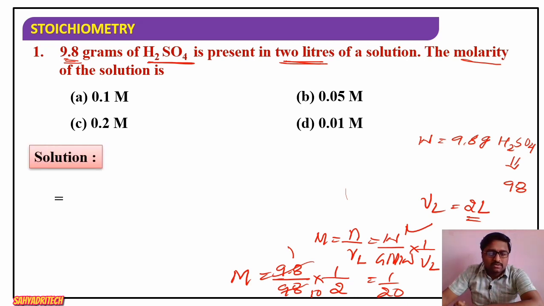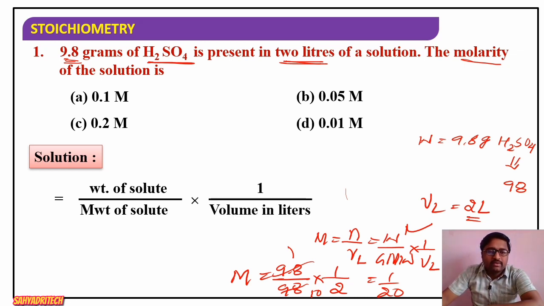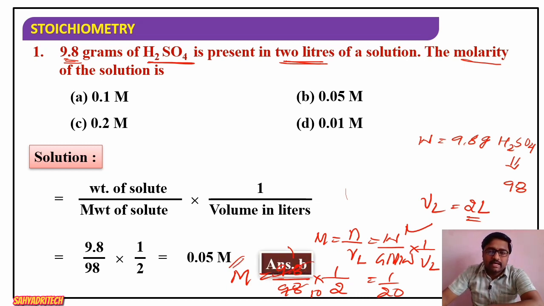So the solution, as I said here: weight of solute divided by molecular weight of solute into 1 divided by volume in liters. So 9.8 by 98 into 1 by 2. If we simplify, that is 1 by 20, which is nothing but 0.05 molar. So what is the answer here? Option B is correct. Okay, 0.05 molar. You got it? Well, the next one.